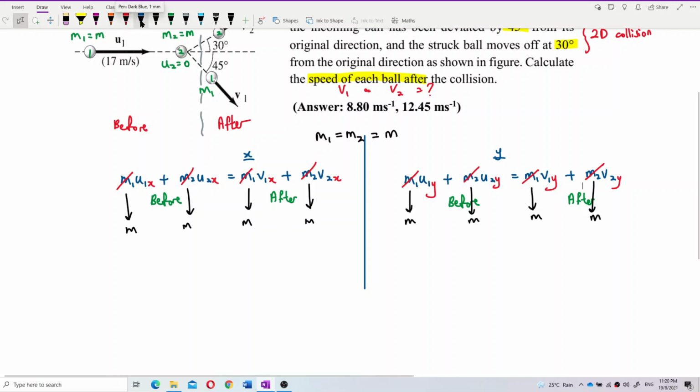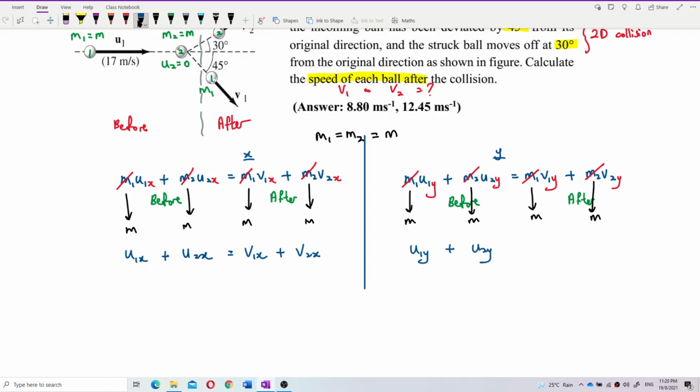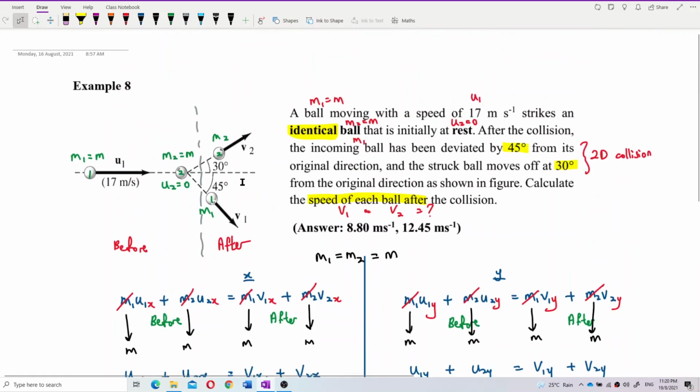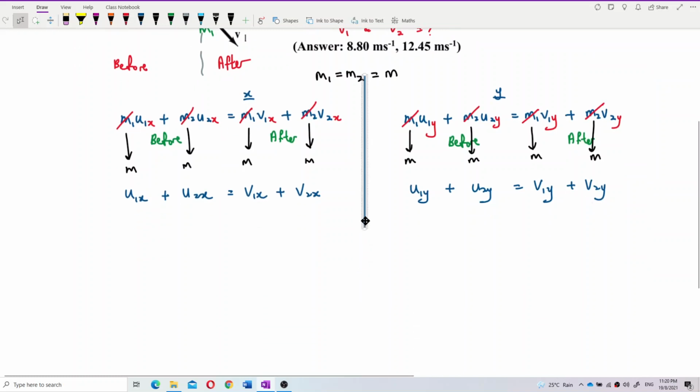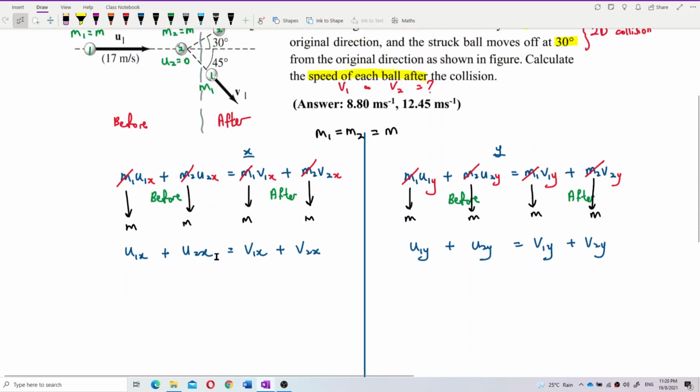So what's left is just u1x plus u2x, v1x and v2x. And then this one also v1y, u1y, u2y, and then v1y and v2y. Okay, so now look at the x component. First of all, we do the x component. Okay, hold on a second, make it longer. Now do the x component.